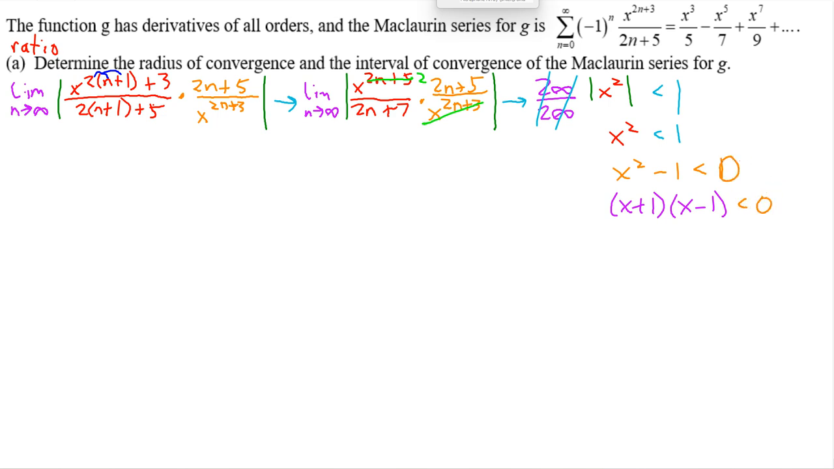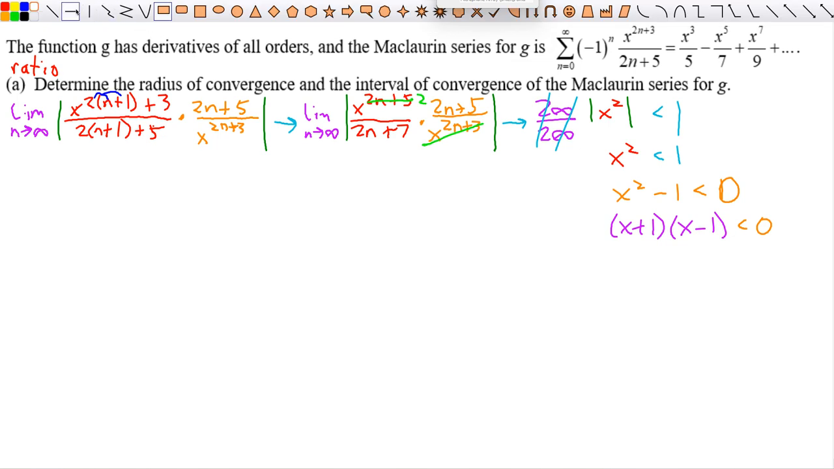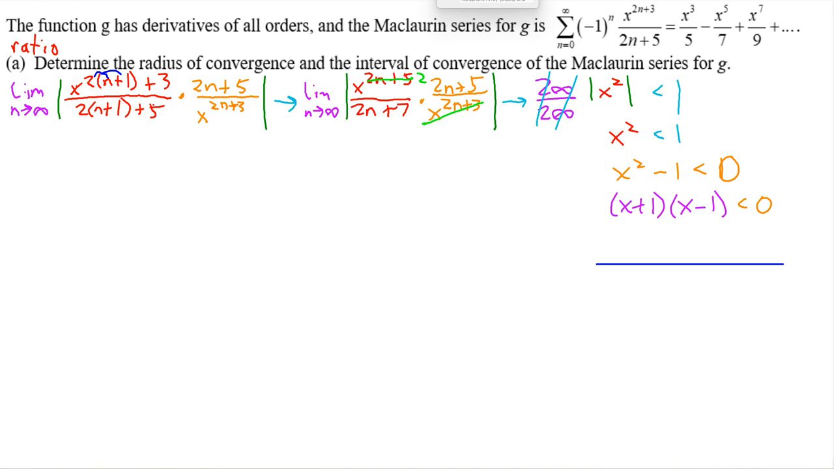And then test on the number line. See, the two things that make it 0 are negative 1 and 1. And then when you test, if you test negative 2, that's a negative. Negative 2 minus 1, negative. Negative times a negative is positive. If you test 0, that's 0 plus 1, which is positive. 0 minus 1 is negative. Positive times a negative is negative.